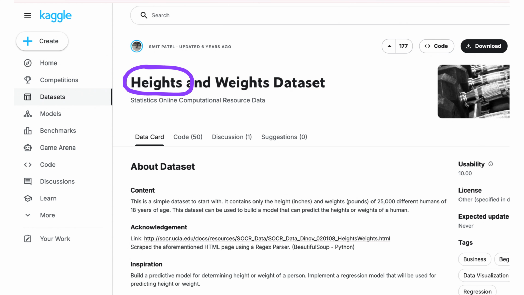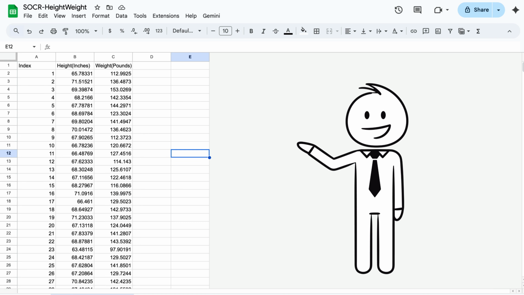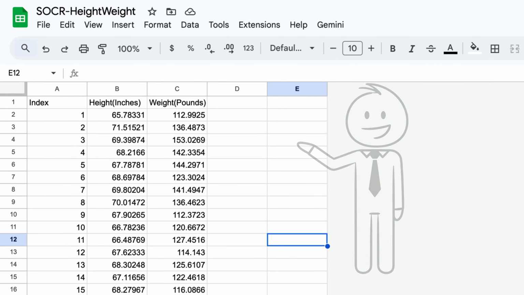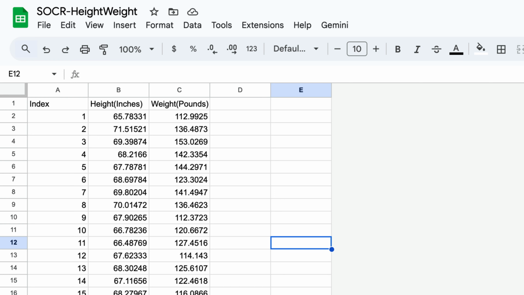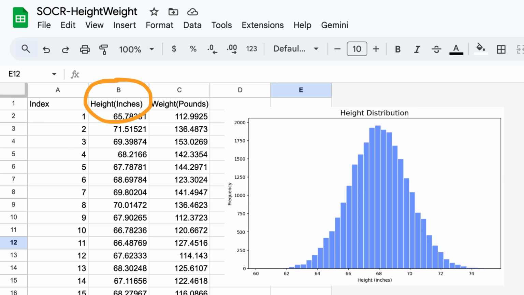It contains only the height, in inches, and weights, in pounds, of 25,000 different human beings of age 18 and above. What I will do is download this data and then open it in a Google Sheet. It looks like this. We have 3 columns with second and third columns being height and weight respectively. Now take this height column first and then plot its histogram.